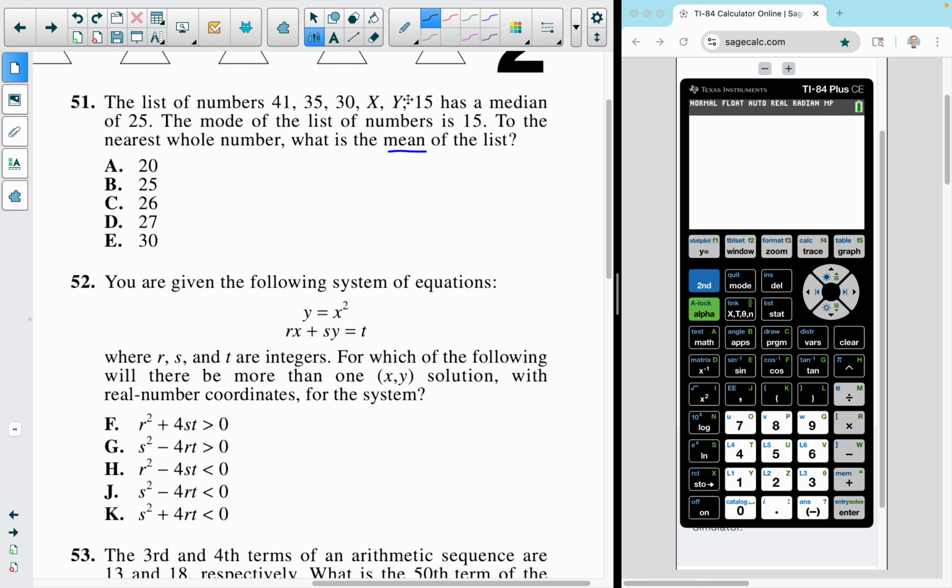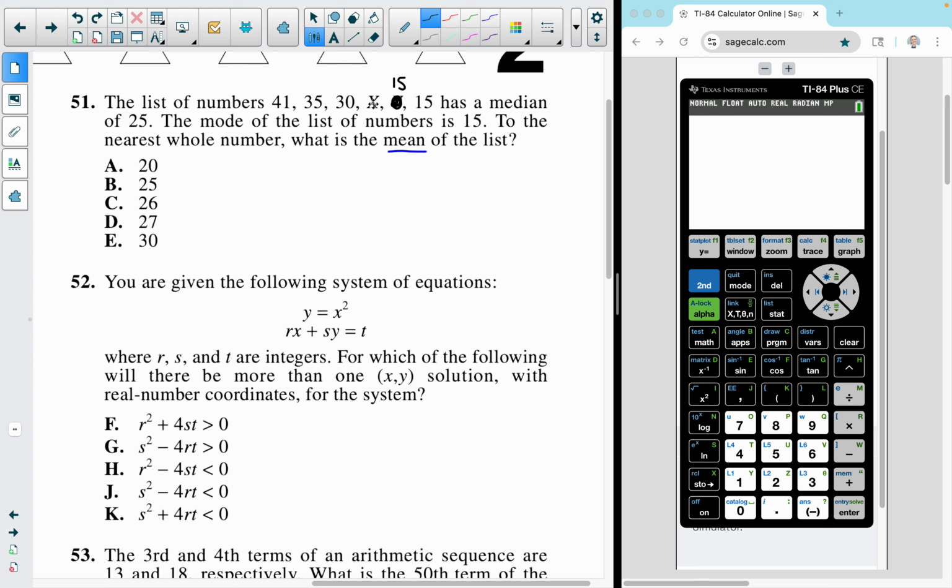So I have 6 numbers here. The median is going to be between them. And it has a mode of 15. So I only have one 15 in here, so I know I have to have at least another 15. So I'm going to cross out this Y and put a 15 here. So now I have one extra number that I have to figure out.